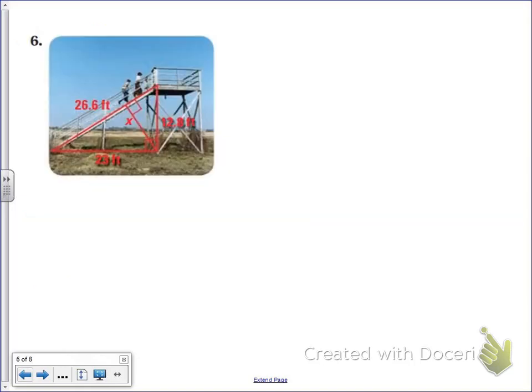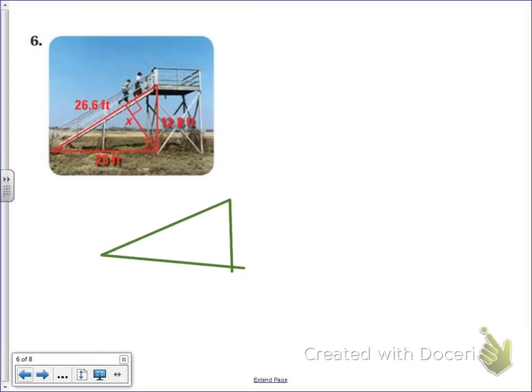So, in this picture here, we see this ramp, and we want to find the altitude of the original big right triangle, which has all the measurements there. And so we want to find X, where that is. Okay? So again, let's label all of our triangles as we see them here. So we have our original triangle.